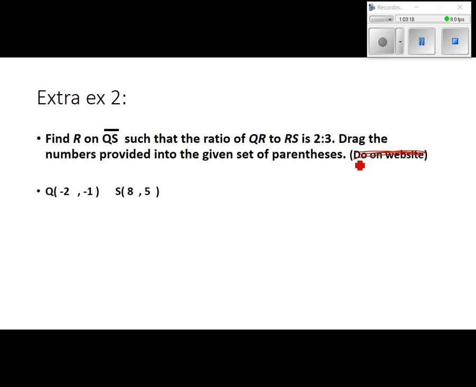-2. What's that get labeled? X1. How about the -1? Y1. 8, X2. 5. The 2 up here gets labeled what? M. 3, N. For our X's.